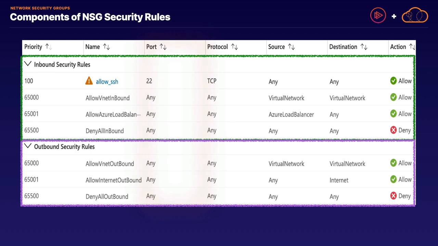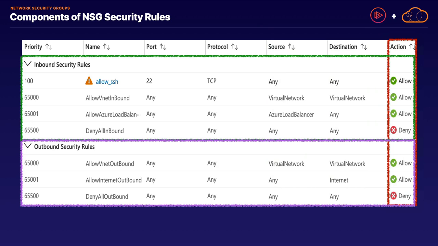And then we have our protocol that we're going to use, and this could be TCP, SSH, RDP, HTTP, or any protocol to open it up for all types of TCP and UDP traffic. We then have our source, which is where our traffic is originating from, our destination, where our traffic is destined for, and the action, be that allow or deny, for the security rule and what we want to happen.